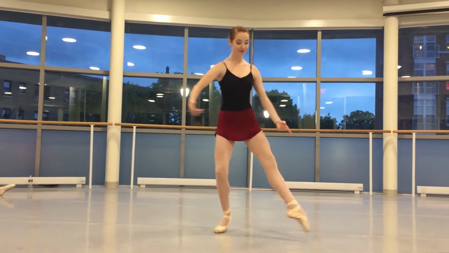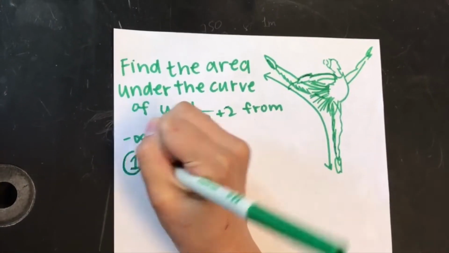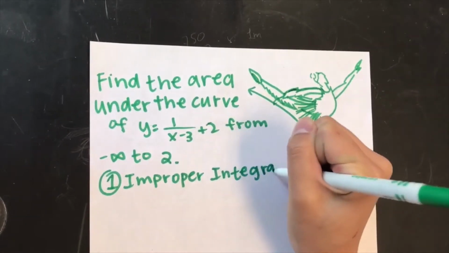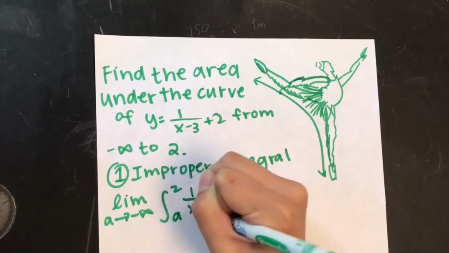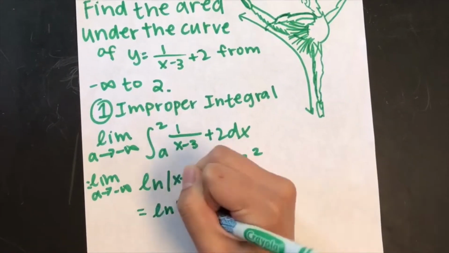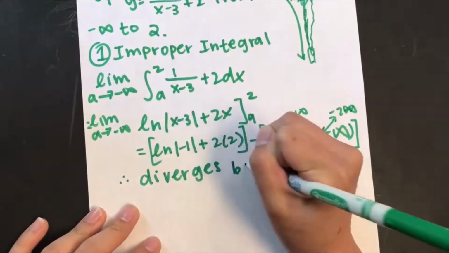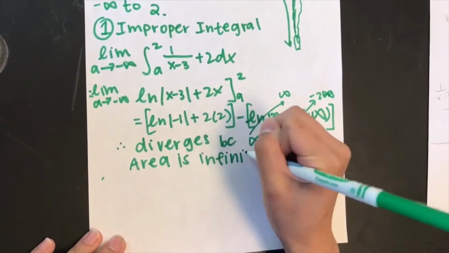Here, Haley is doing an arabesque. One of her legs extends straight behind her to infinity, creating a graph modeled by the function 1 over x minus 3 plus 2. We can find the area under the curve first with improper integrals. When using improper integrals, you must write a limit statement. The limit for this problem goes to negative infinity, which we replace with a. Then we take the integral and evaluate it from a to 2. We get an infinity in our answer, therefore the graph diverges and the sum is infinite.